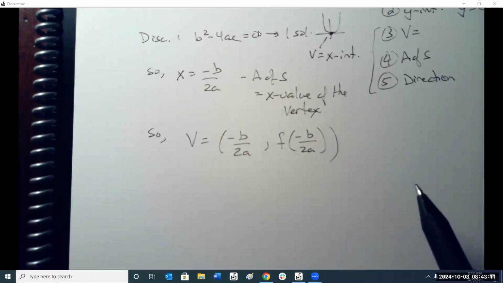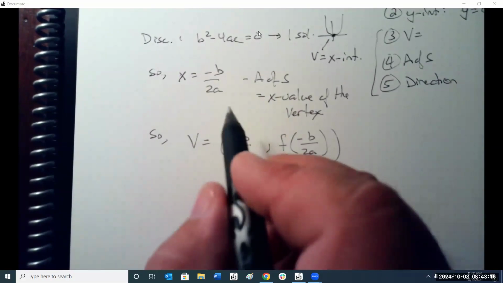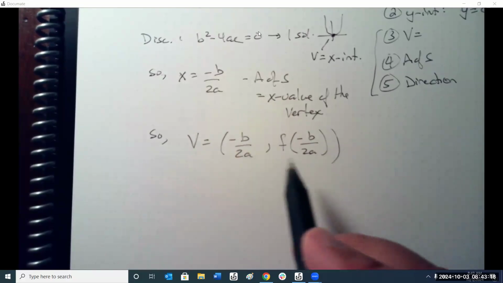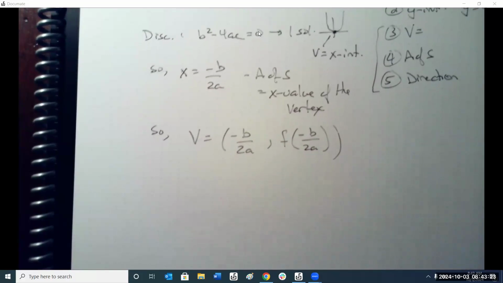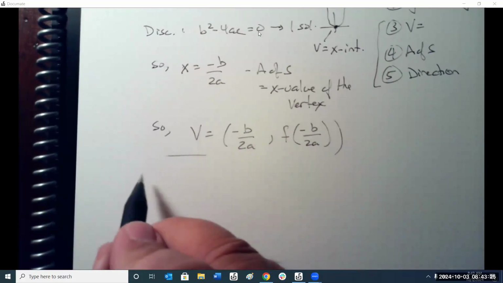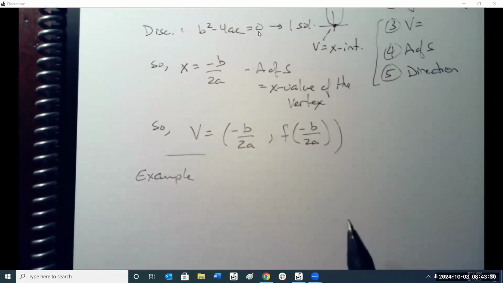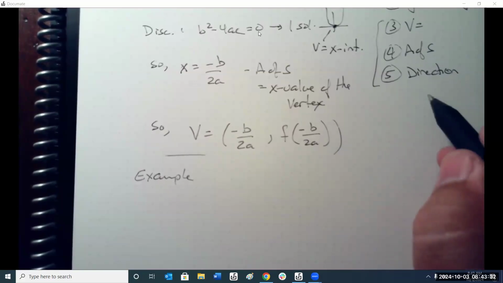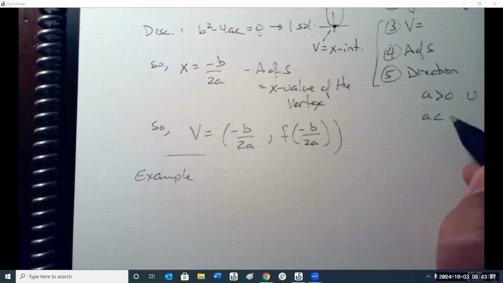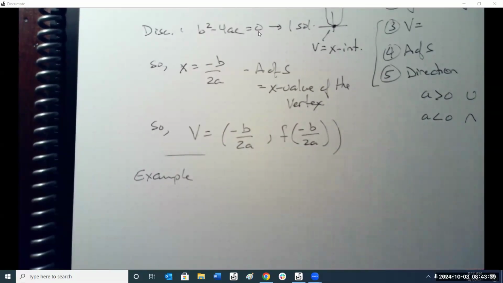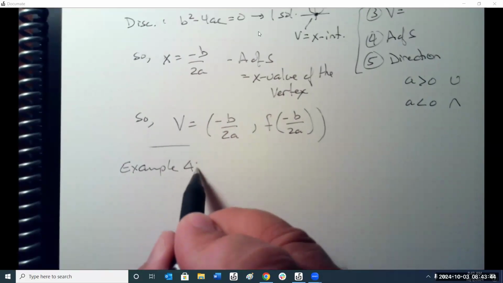So it doesn't take much, but once we find the axis of symmetry, we plug that value into the function. That gives us our y value for the vertex. Let's look at the example. And then direction, again, it's all a. If a is positive, it opens up. If a is negative, it opens down. Example 4.